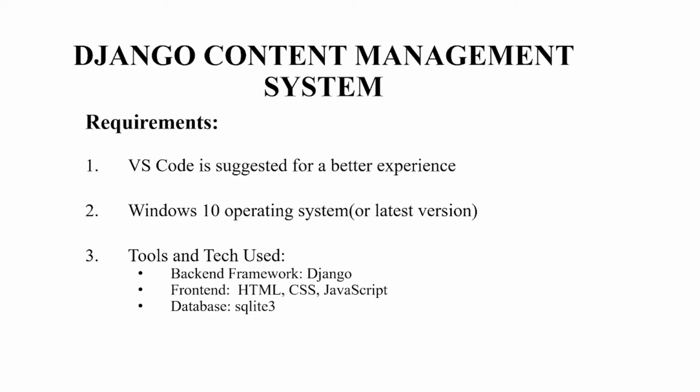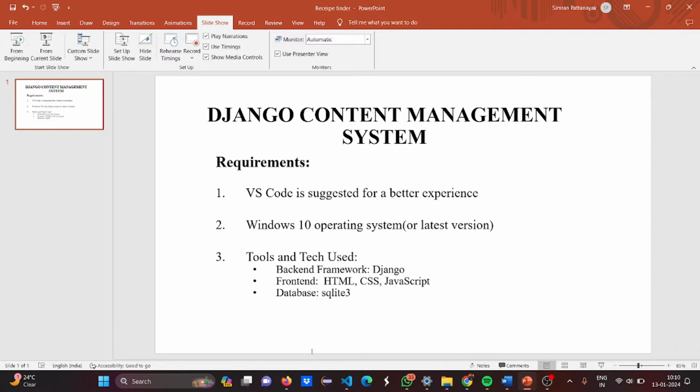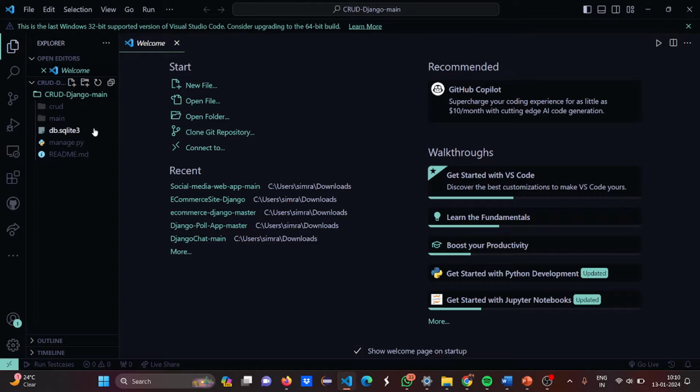Now, the important part is the tools and tech used here. The backend framework is a no-brainer because this is a Django project, so the backend framework will be Django. The frontend used here is HTML, CSS, and JavaScript. And the database used here is SQLite 3. So I guess the preface of the project is well understood. Now we'll move to the code, and let's see if we can understand the code or not.